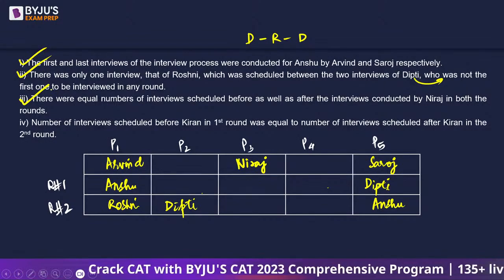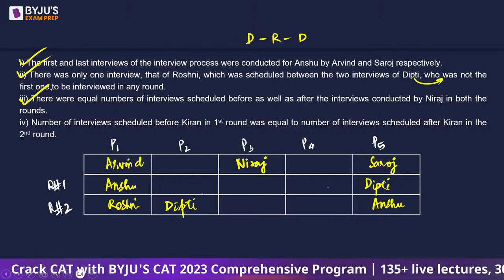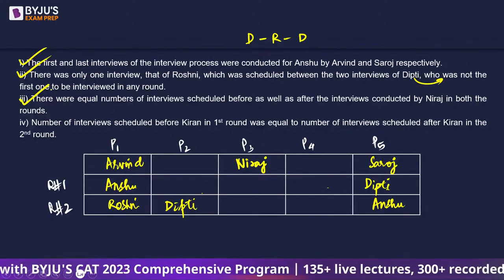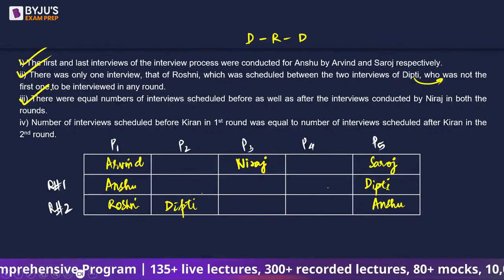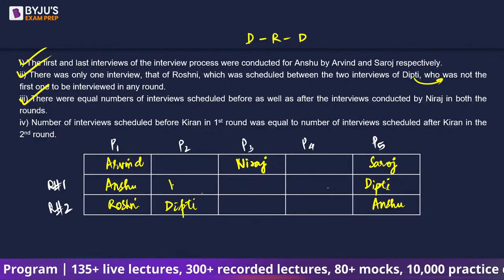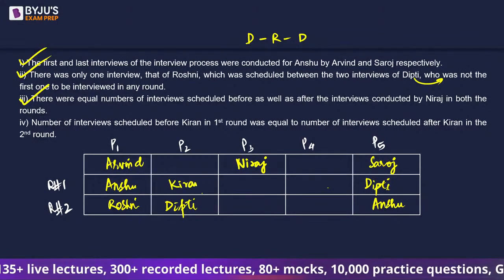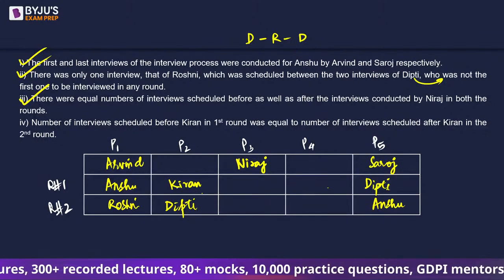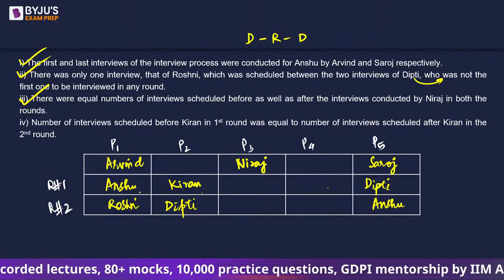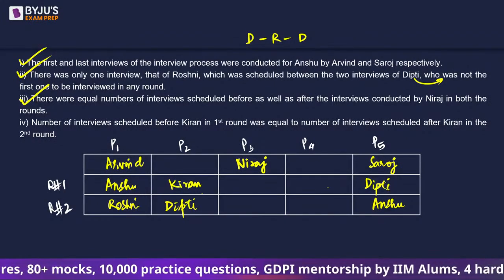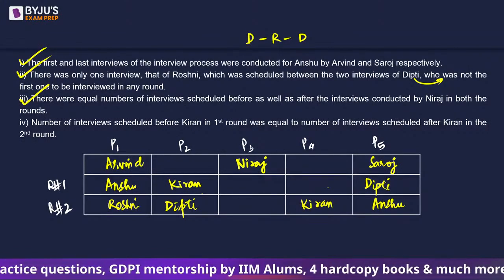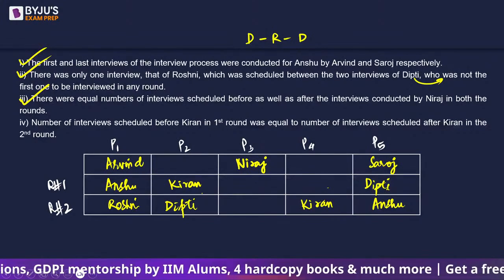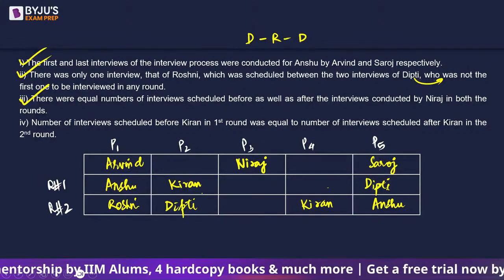Okay, next, the number of interviews scheduled before Kiran in the first round was equal to the number of interviews scheduled after Kiran in the second round. Okay, let's see. Suppose Kiran was interviewed in the first round by the second panelist. So the number of people who got interviewed before was 1. केवल अंशु का interview हुआ था. So Kiran should be placed in the second round in such a way कि उसके बाद केवल एक का interview हुआ था. This is very much possible, right?